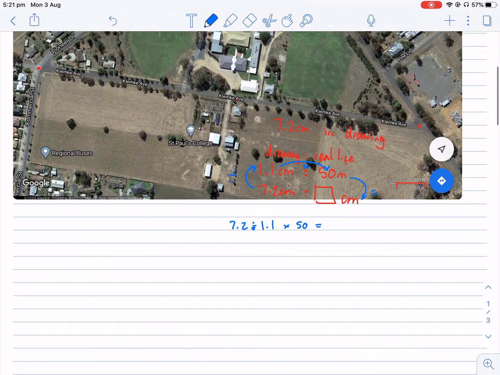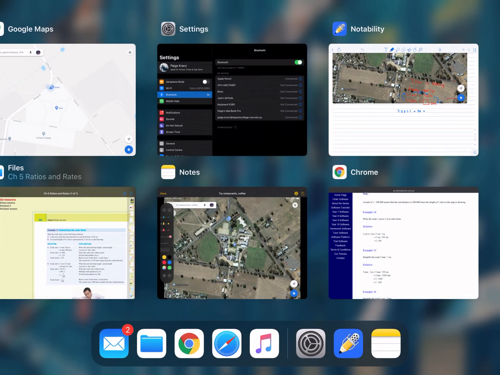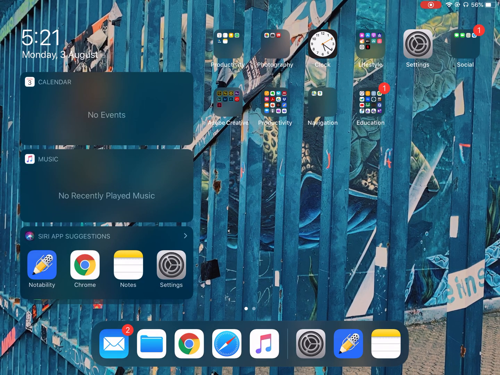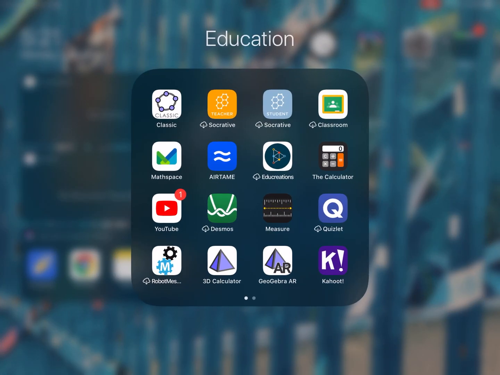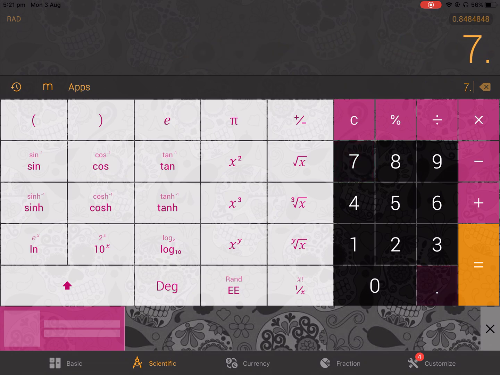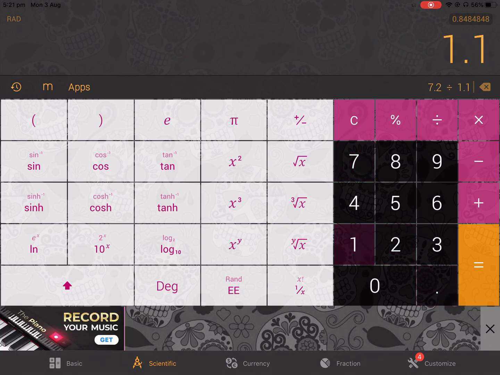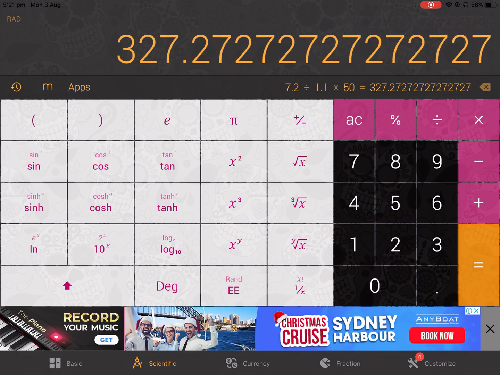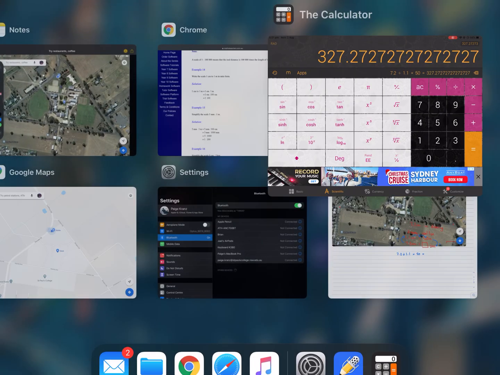And that comes out as, oh, I've got to get my phone calculator out. I've left my actual calculator at school, excuse me. Oh, do I have one on here? Oh, I never use this. So we've got 7.2 divided by 1.1 times 50, 327.